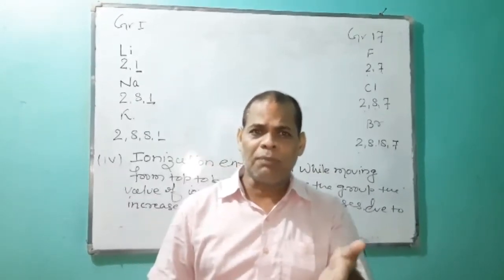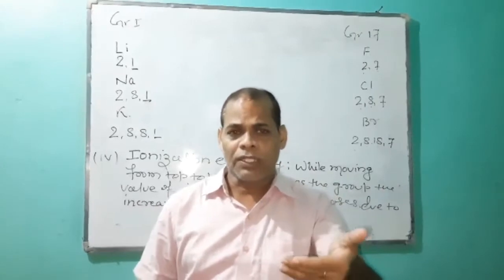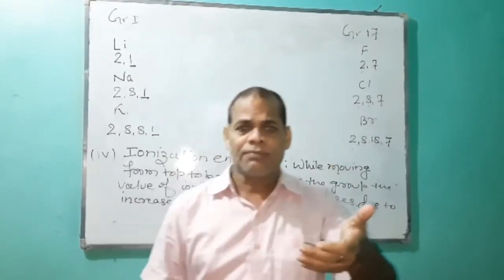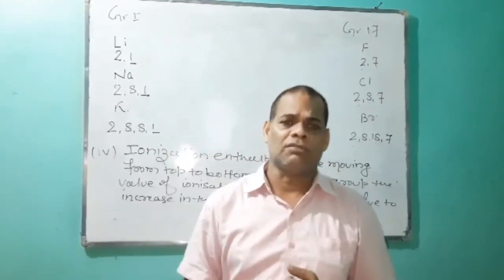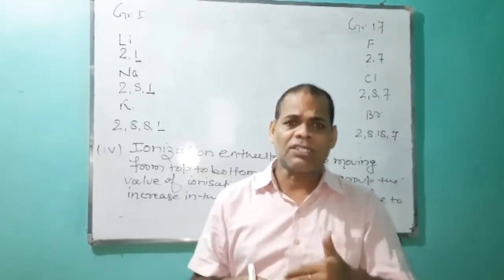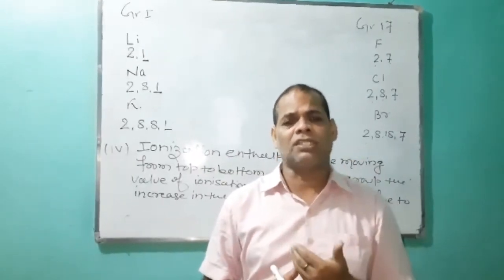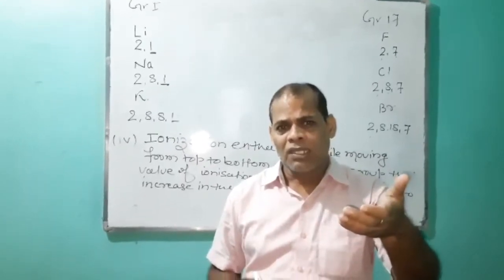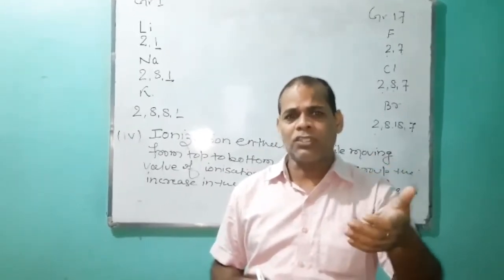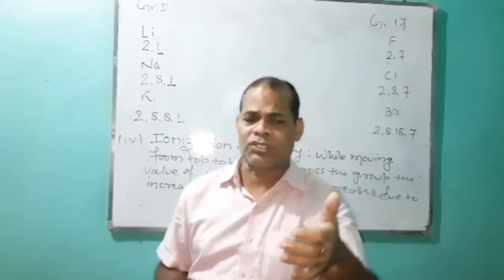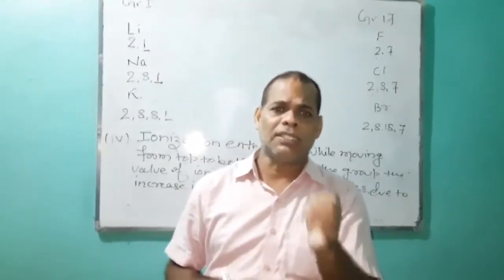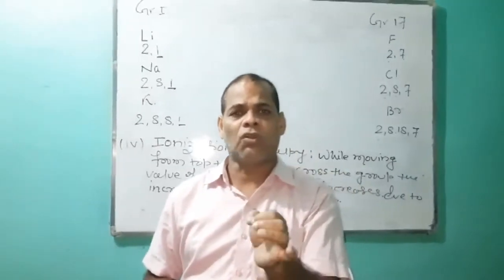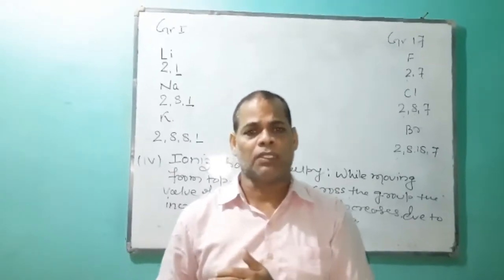When the nucleus liberates energy when an extra electron is added to the outermost shell, the energy liberated is called electron gain enthalpy.